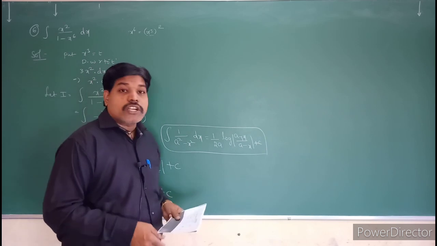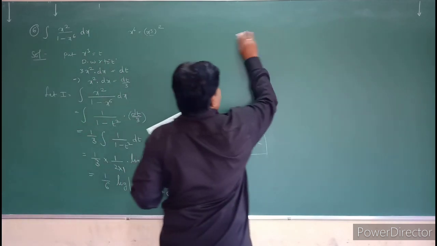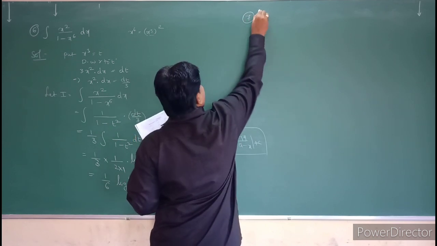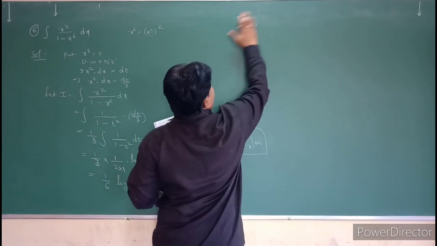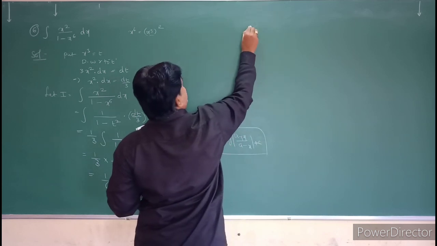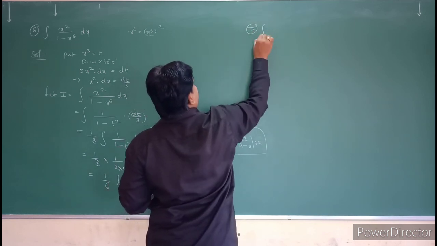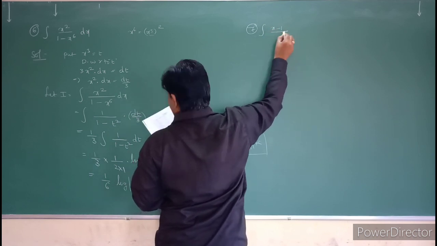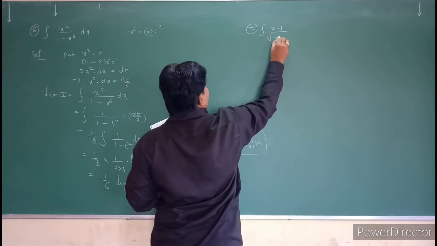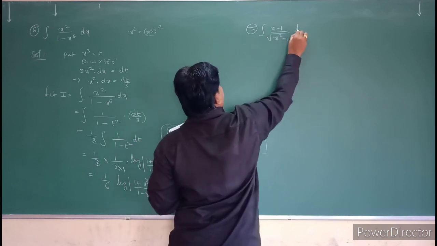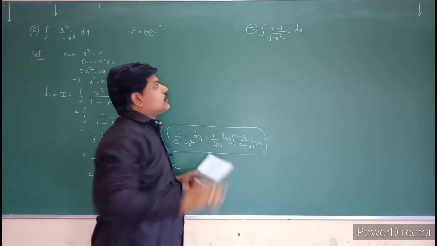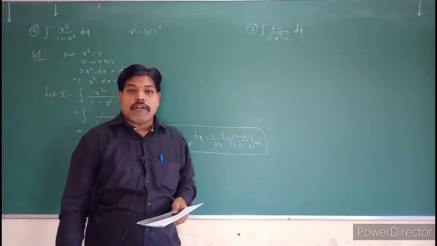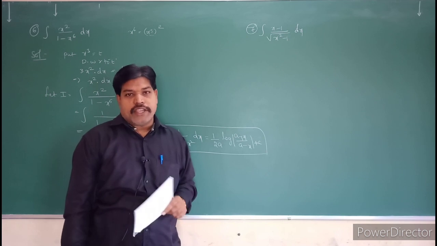See the next question, question number 7. What is question number 7? Integral of x minus 1 by root of x square minus 1 into dx. Integral of x minus 1 by root of x square minus 1 into dx.